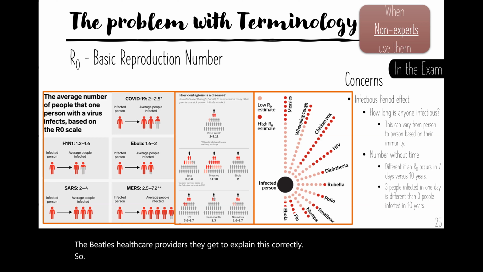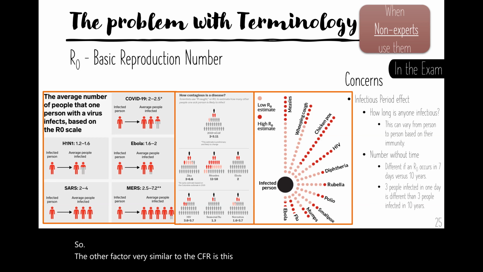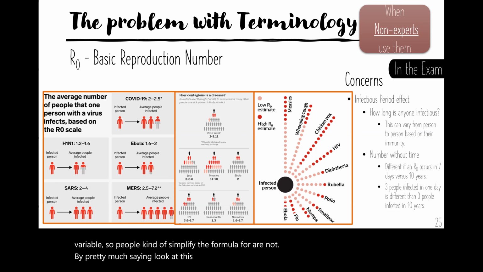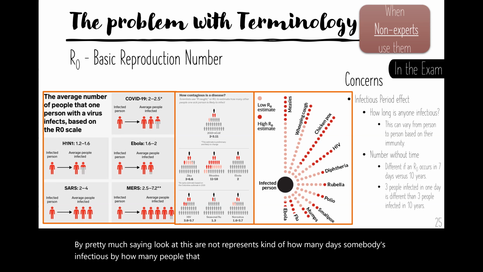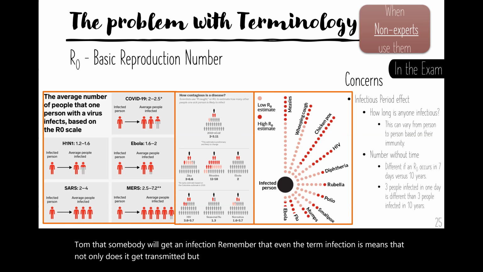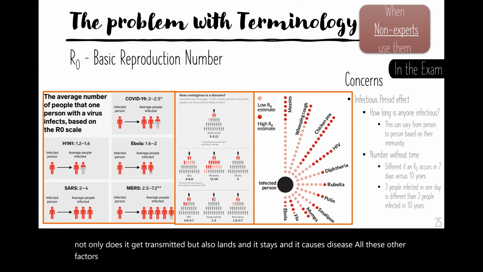So the other factor, very similar to the CFR, is that this number is also highly inaccurate and highly variable. People simplify the formula for R naught by pretty much saying, look, this R naught represents how many days somebody's infectious, by how many people they can infect or come into contact with, and what's the likelihood that somebody will get an infection. Remember that even the term infection means that not only does it get transmitted, but it also lands and stays and causes disease. All these other factors need to be considered.